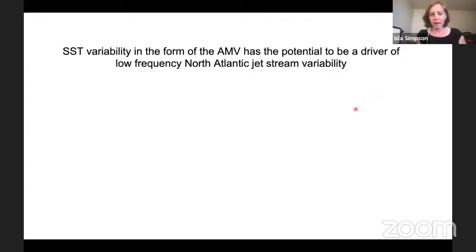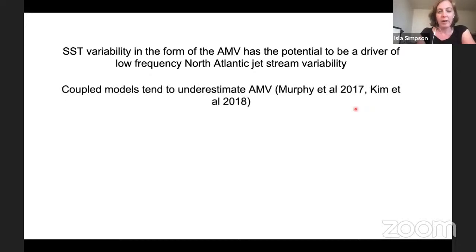So at least from this correlation analysis alone, we might suspect that sea surface temperature variability in the form of the AMV has the potential to be a driver of that low frequency variability in the jet stream that we've seen. And we know that our coupled models tend to underestimate the AMV. They don't have the right amplitude of low frequency SST variability.